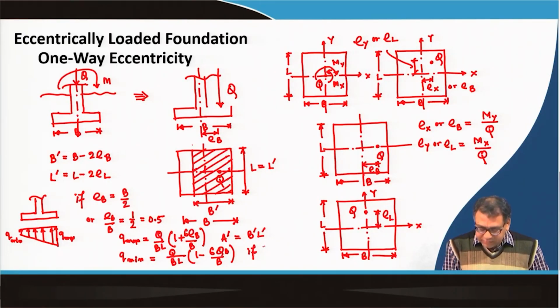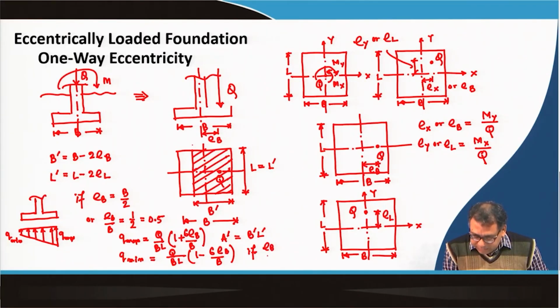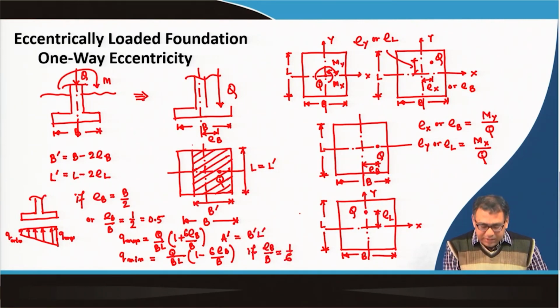Sorry, this will be e_B. If e_B by B is equal to 1 by 6, then the q min value will be 0. So, that means if e_B by B is greater than 1 by 6, then a negative pressure will be developed below the footing. So, that is why this 1 by 6 is a value that we have to keep in mind.